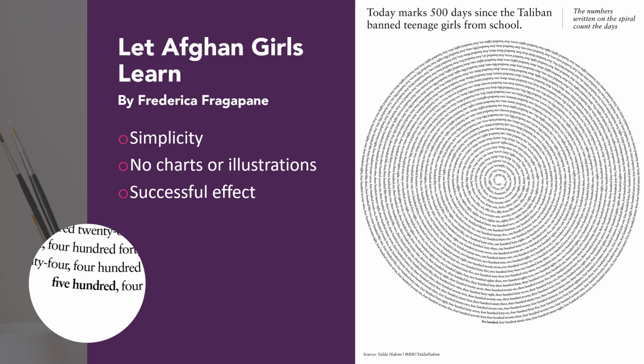The final effective example of information design that I will be showing you in this video is titled Let Afghan Girls Learn. This image relies on its simplicity to get the information across. There are no charts, colors, or heavy illustrations, but it still brings its message across in a very successful way. When you look closely, the numbers begin from 0 to 500, and they circle around each other in a big spiral. This visualizes how it has been 500 years since teenage Afghan girls were banned from school, and it creates a feeling of a never-ending loop.